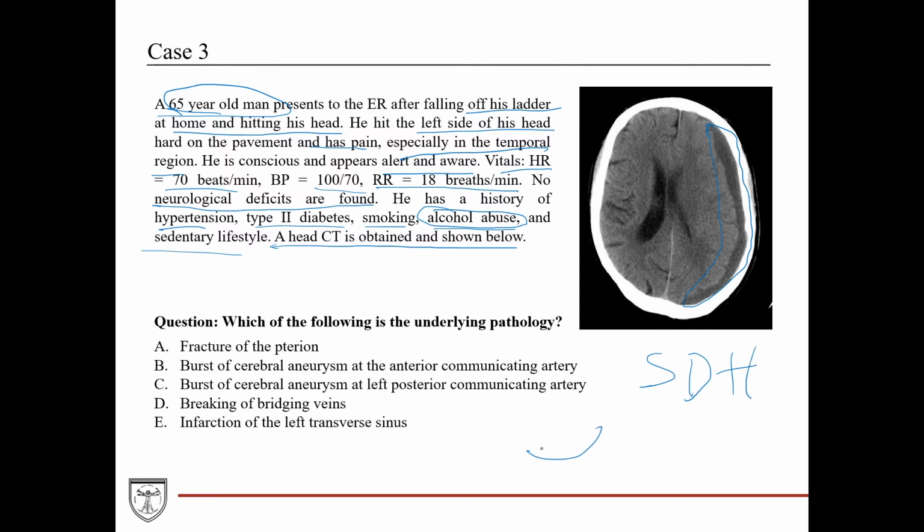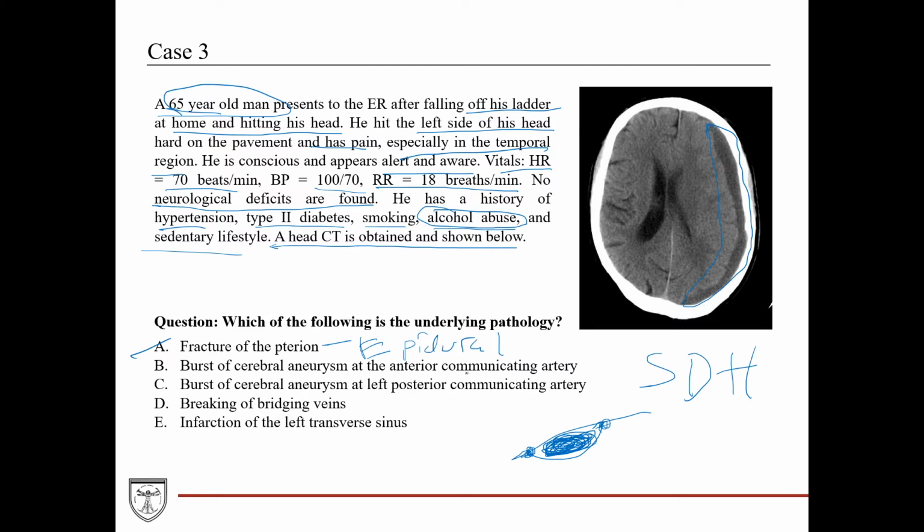Because remember, with an epidural, it's confined to those dural sutures, and so it's going to give you more of that convex shape like this. So it's a subdural. So it's asking which of the following is the underlying cause of a subdural hematoma. So fracture of a pterion, it's not that because that's an epidural.